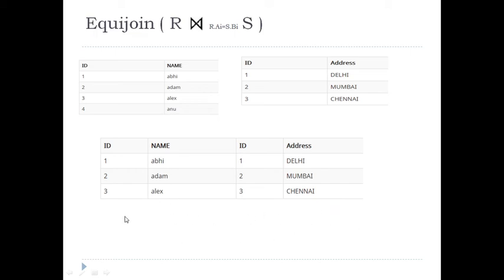But what about the number of attributes? It will be the number of attributes in R plus number of attributes in S. So total 4 attributes, 4 columns.